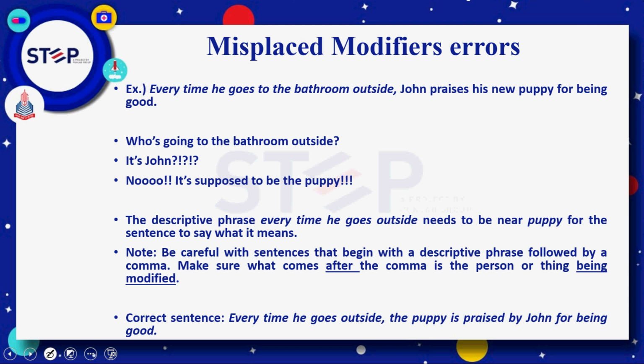"Every time he goes to the bathroom outside, John praises his new puppy for being good." So the descriptive phrase "every time he goes outside" needs to be near "puppy" for the sentence to say what it means. Note: be careful with sentences that begin with a descriptive phrase followed by a comma. Make sure what comes after the comma is the person or thing being modified. The correct sentence should be: "Every time he goes outside, the puppy is praised by John for being good."